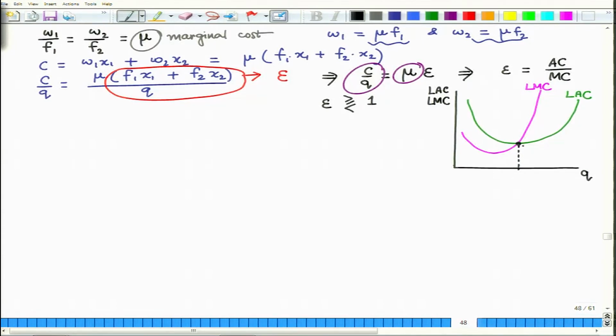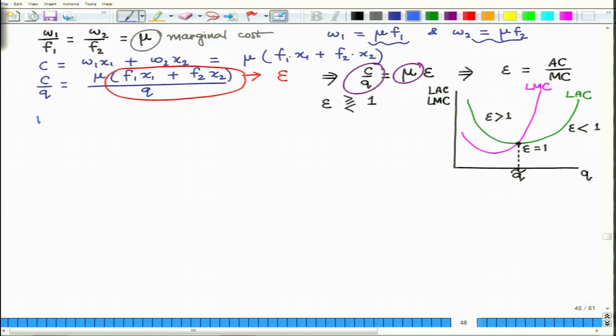So the output level which corresponds to the minimum point of the long run average cost curve we denote by Q tilde. For output levels less than Q tilde, we observe that epsilon takes value greater than 1. At this particular output level Q tilde, epsilon takes value 1, and finally when we have output level higher than Q tilde, then we basically have epsilon less than or equal to 1.